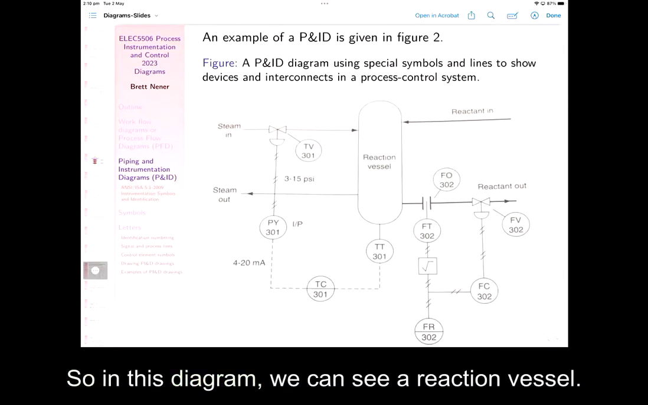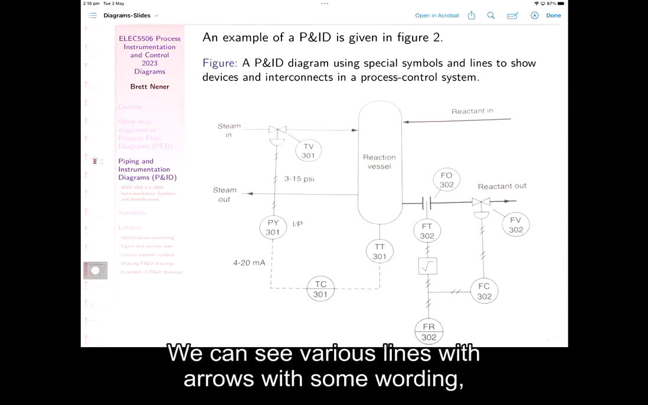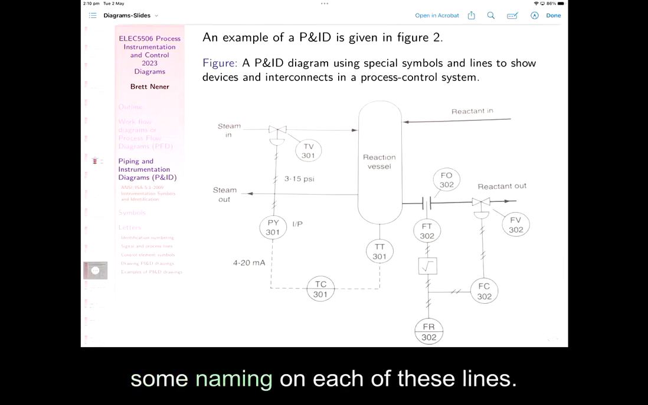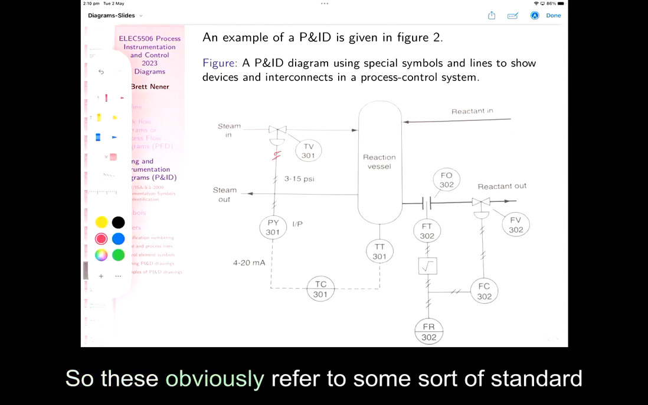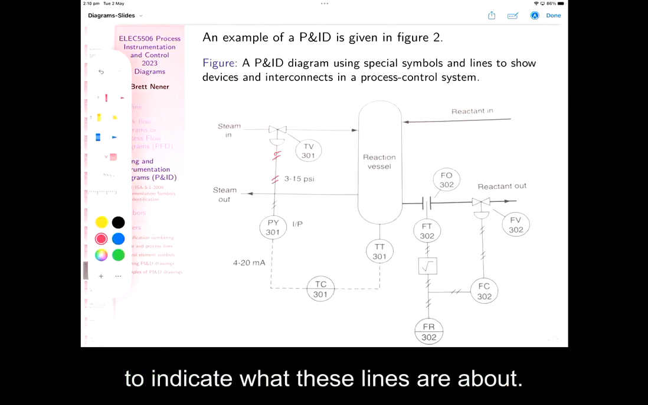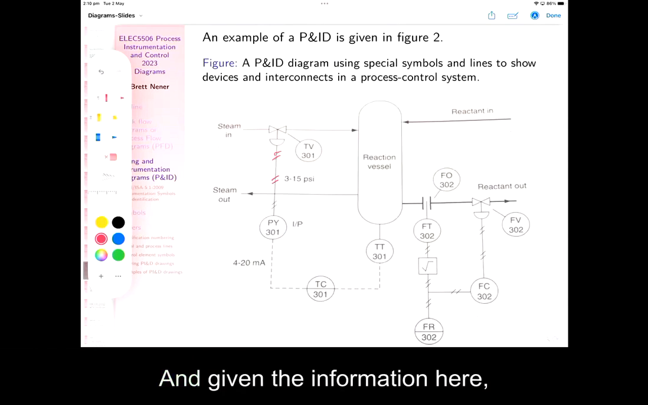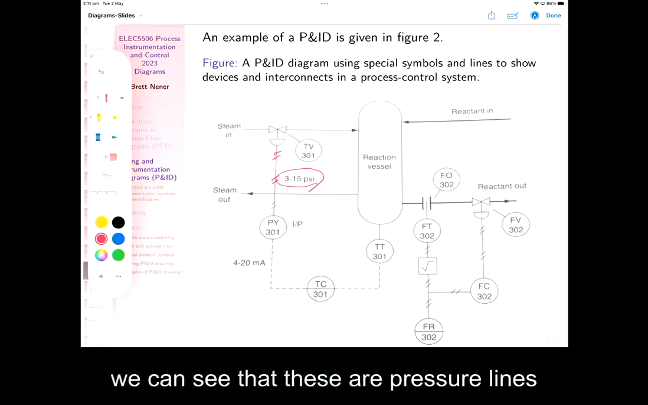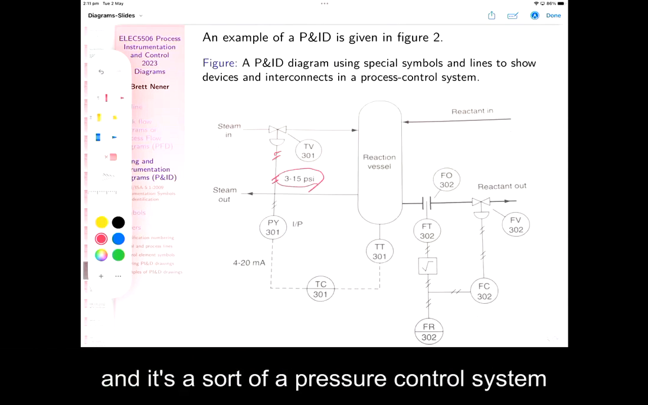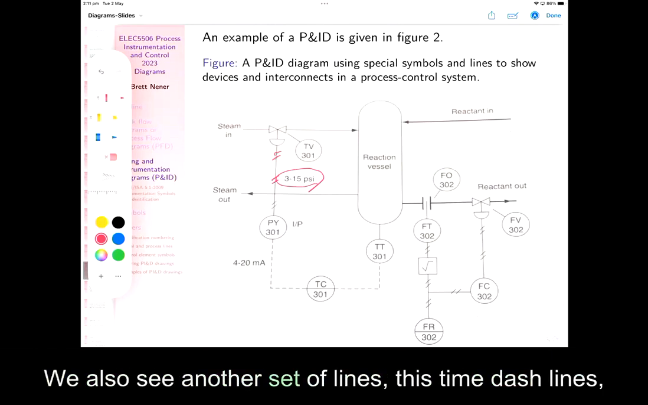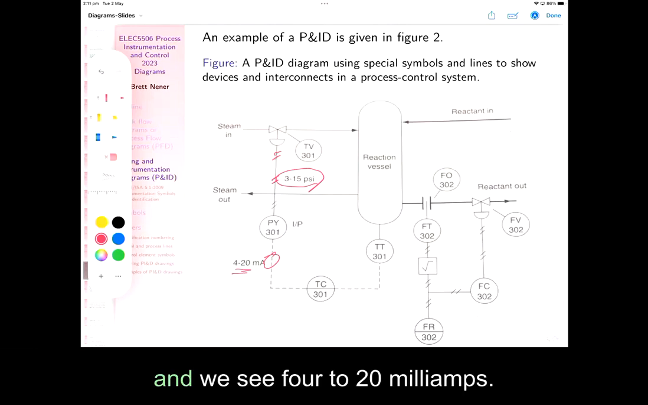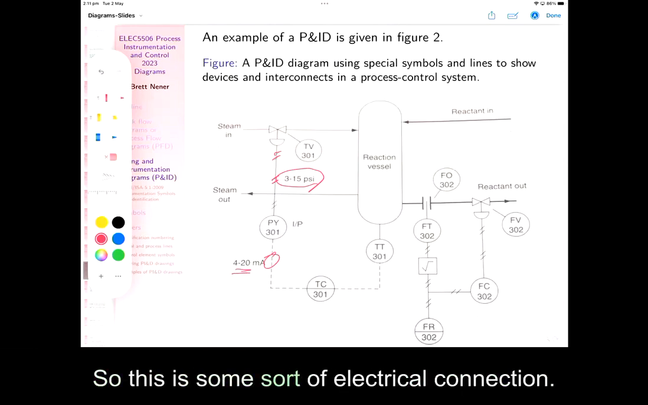In this diagram, we can see a reaction vessel. We can see various lines with arrows, with some wording, some naming on each of these lines. There are some lines with dashes going across them, so these obviously refer to some sort of standard to indicate what these lines are about. Given the information here, we can see that these are pressure lines, and it's a pressure control system that may be in operation in this system. We also see another set of dashed lines, and we see 4 to 20 milliamps, so this is some sort of electrical connection.